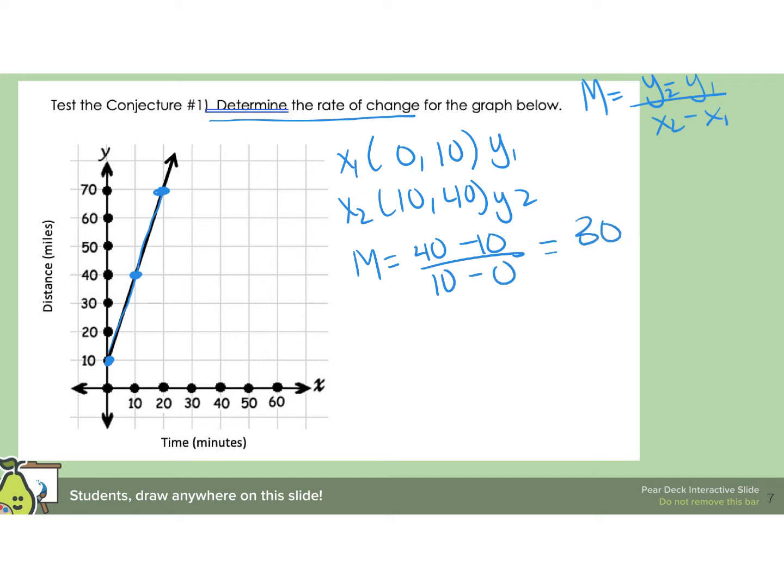40 minus 10 is 30. 10 minus 0 is 10. We're going to reduce. Our slope is 3 over 1. You can leave it like that, or you can write it as 3. Again, get used to doing this. You're going to need it later. So that's test the conjecture number 1.